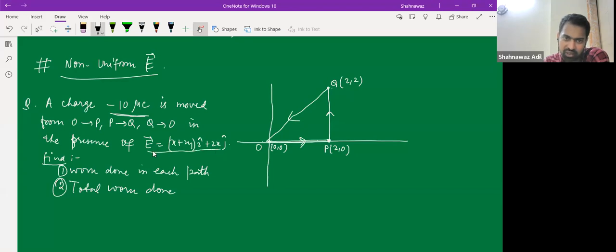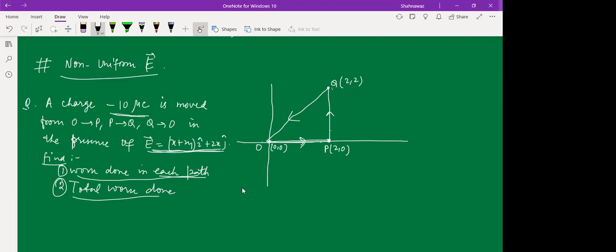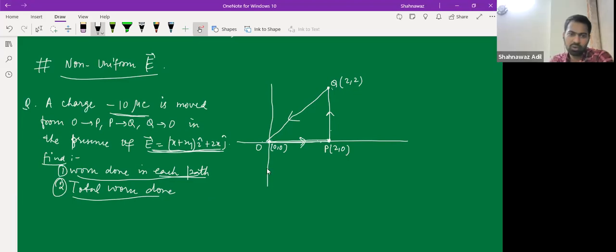So electric field is like this. And then I need to calculate what is the work done from O to P, work done from P to Q, work done from Q to O. So work done in each path. And then I need to calculate total work done. So this plus this plus this. Is that clear now? Yes. Okay, so what kind of electric field is this?